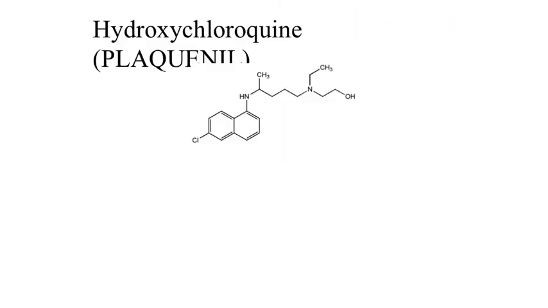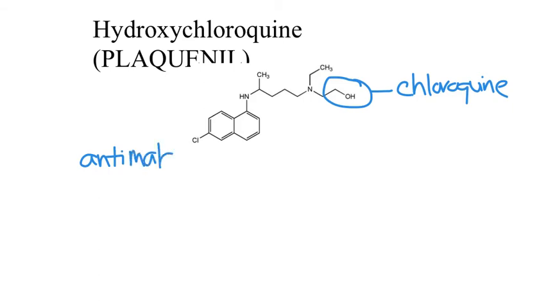The last conventional DMARD is hydroxychloroquine, which we've heard about quite a bit this year. Hydroxychloroquine is simply a hydroxy substitution of the chloroquine molecule and was originally developed as an anti-malarial drug, but was later found to have immunosuppressive or anti-inflammatory activity.